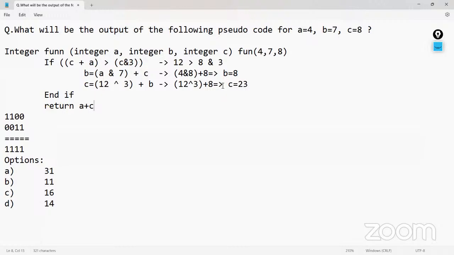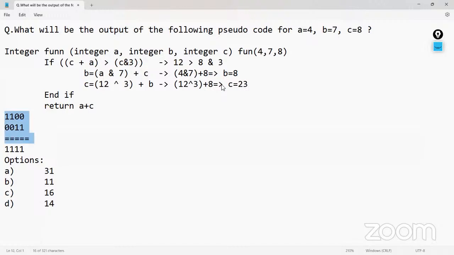27 is the answer, but I guess I made something wrong here. Let me check. Okay, this calculation is wrong, guys. A and 7: I calculated it as 8 itself. That is why it became false. Now let me recalculate that 4 and 7 first.